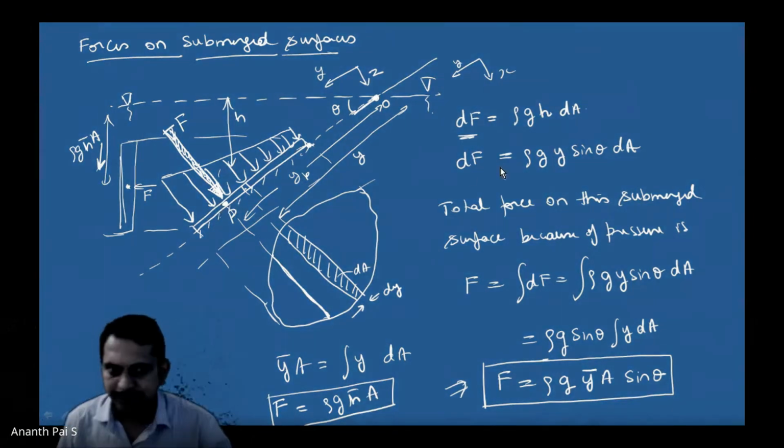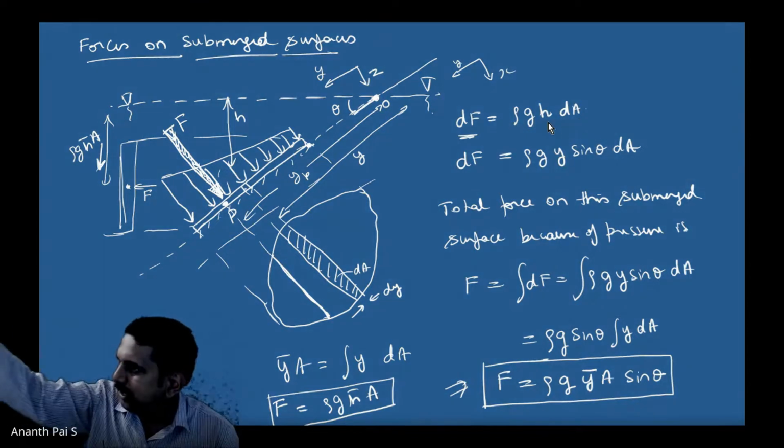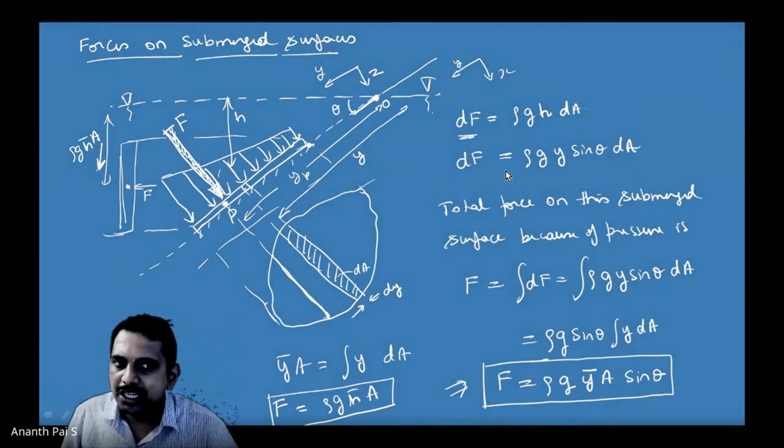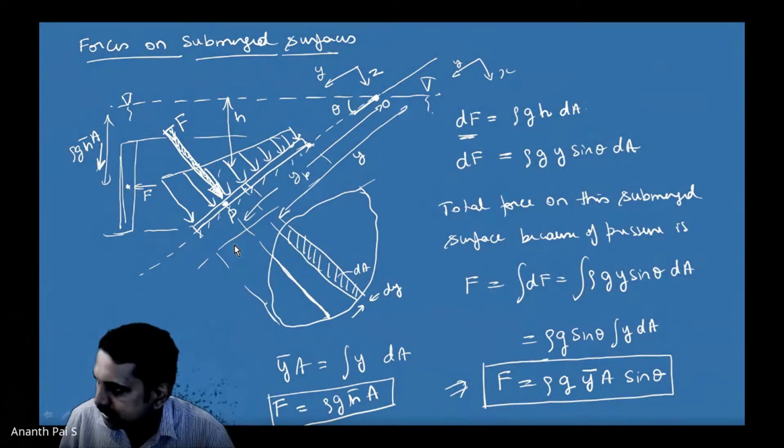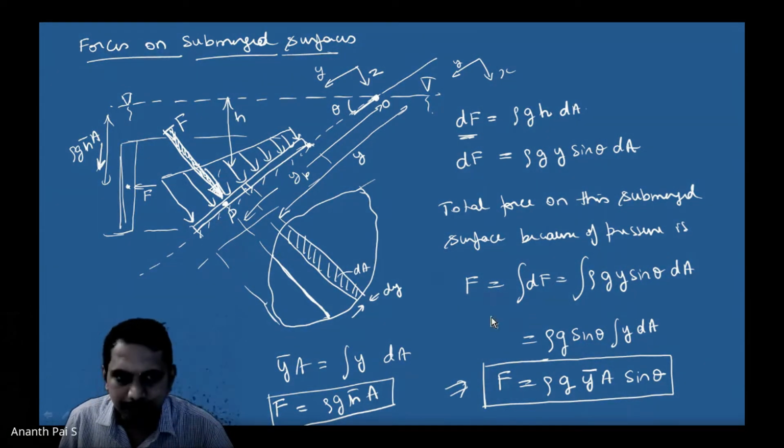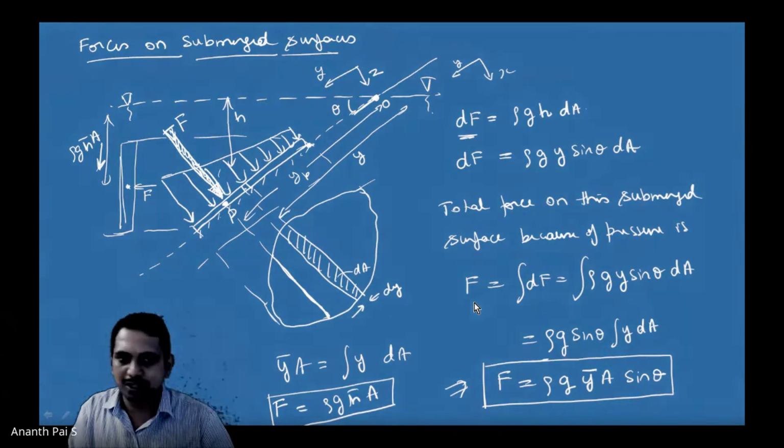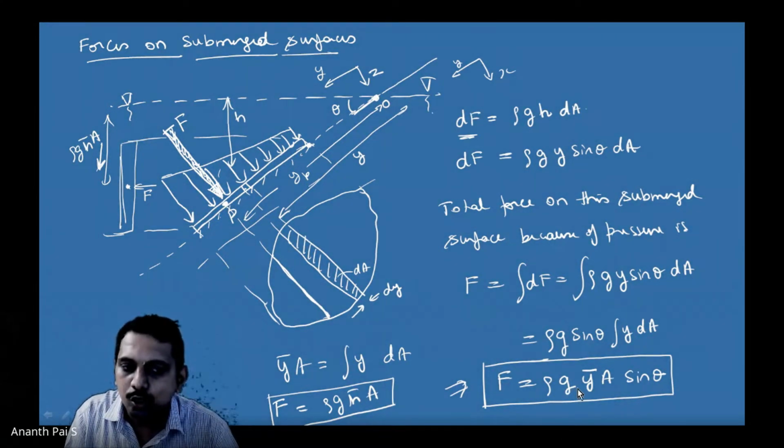Small area was rho GH into dA. Rho GH was the pressure, into dA was the distance. dF was rho G Y sine theta dA, by H was Y sine theta. That's how it's written, correct? So force was integration of that, which came out to be rho G Y bar A sine theta.